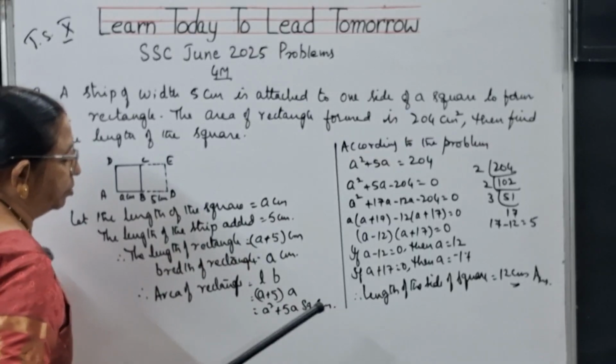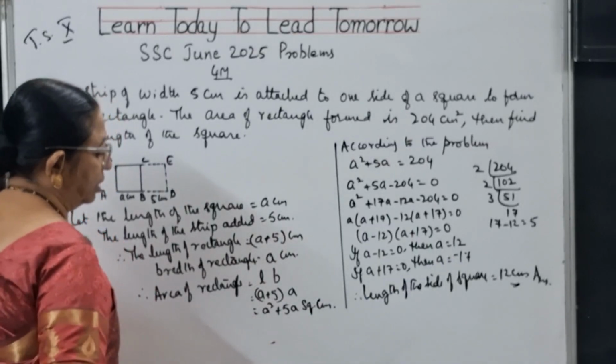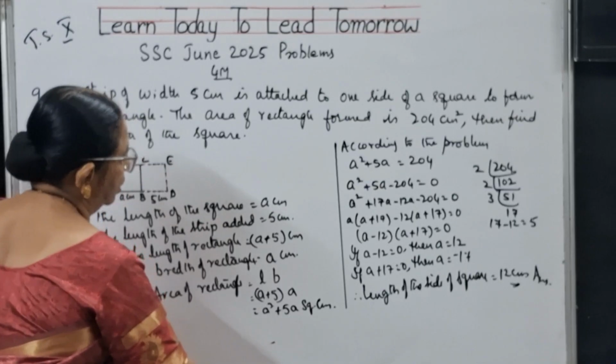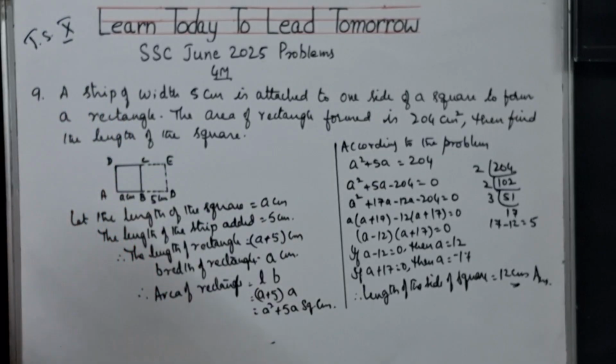Because the sides cannot be negative, we have to take the positive value. So a is 12, which means the side of the square is 12 centimeters. This is the answer, children. 9th one.